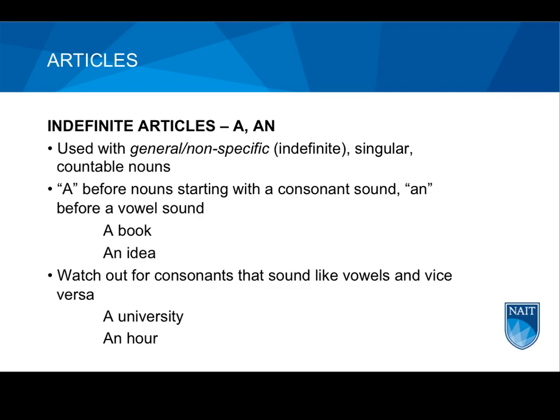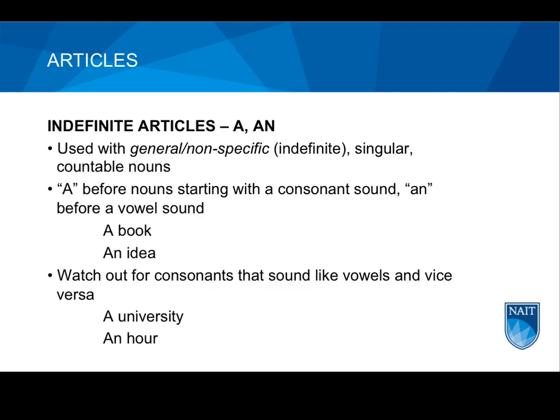Now that we have a good understanding of nouns, we can look at articles. First, we'll start with the indefinite articles a and an. We use the indefinite articles a and an with singular, countable nouns. These nouns also have to be indefinite. When we say indefinite, we mean we're talking about the noun in the general or non-specific sense. So we're not talking about a particular thing, we're talking about them in general.